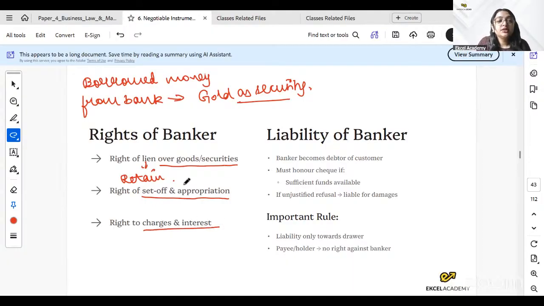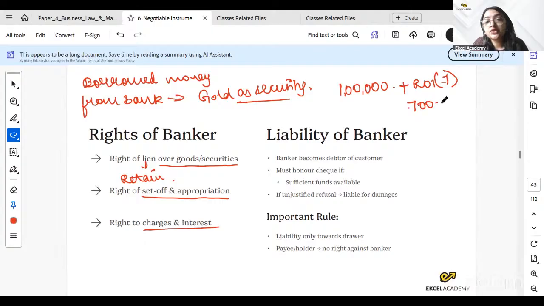Right to charges and interest. How do you think the bank earns? What is the primary mode of revenue for your bank? It is the interest. So if you are borrowing money, let's say, for example, if you have borrowed 1 lakh rupees, you will have to repay 1 lakh rupees plus a certain rate of interest. Let's say it is 7%. So 7,000 rupees will be the interest that you are paying to the bank.